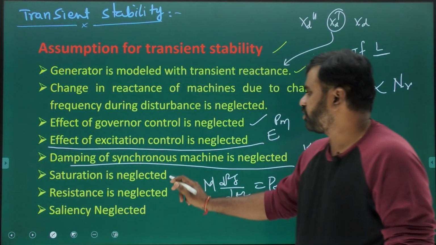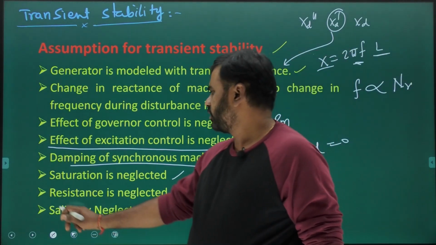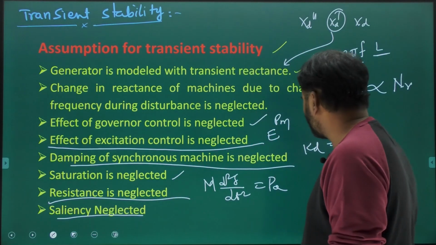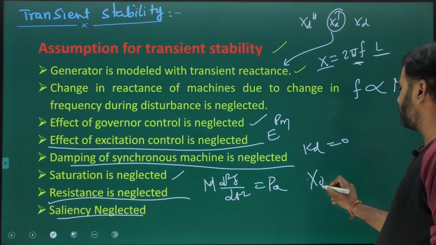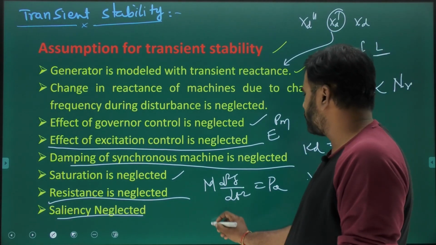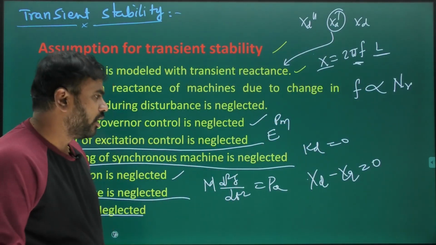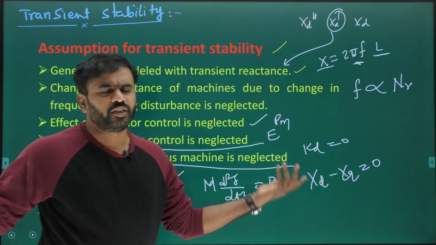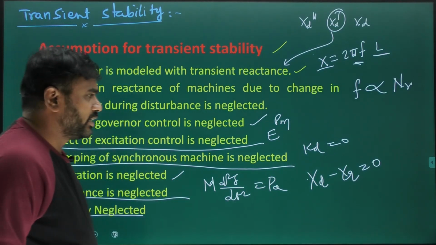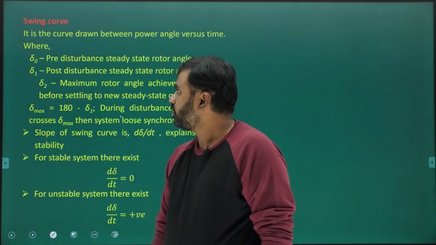And saturation of the synchronous machine is neglected, which means synchronous reactance is always constant. Resistance is neglected for the synchronous machine. Saliency is neglected. Saliency means Xd minus Xq, which is equal to 0. That means even though it is a salient pole synchronous machine, the power angle equation is P max sin delta. For a cylindrical rotor machine that is anyway P max sin delta, and for a salient pole machine it is also better to consider P max sin delta, then only the analysis is easy.